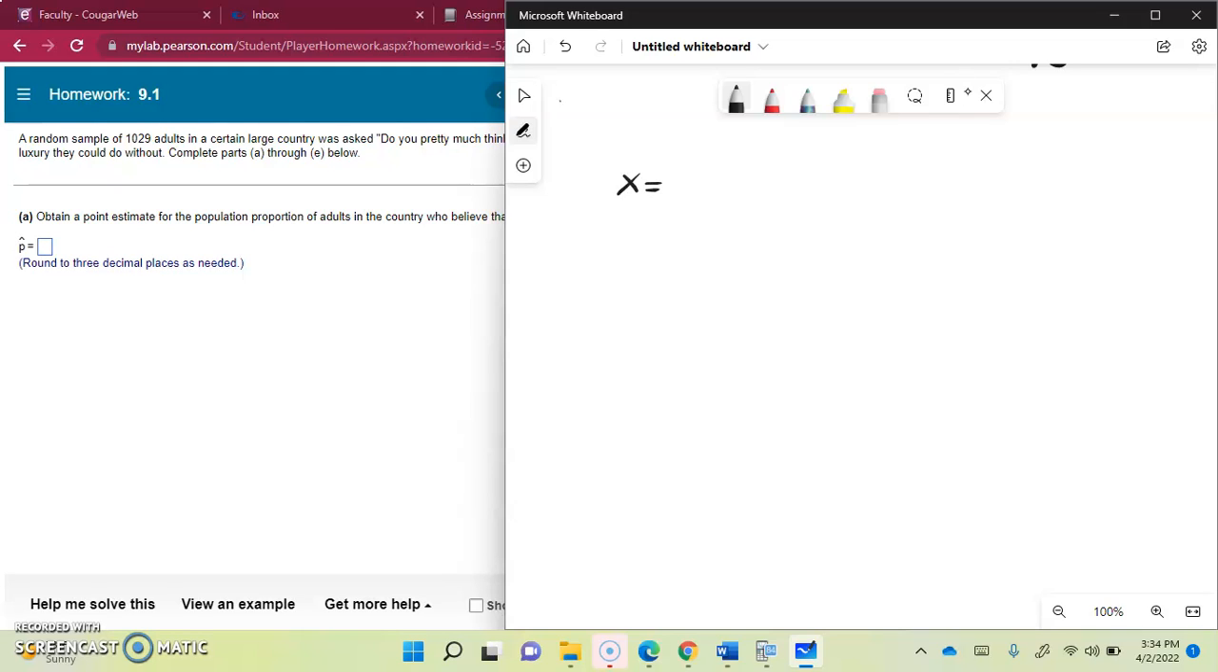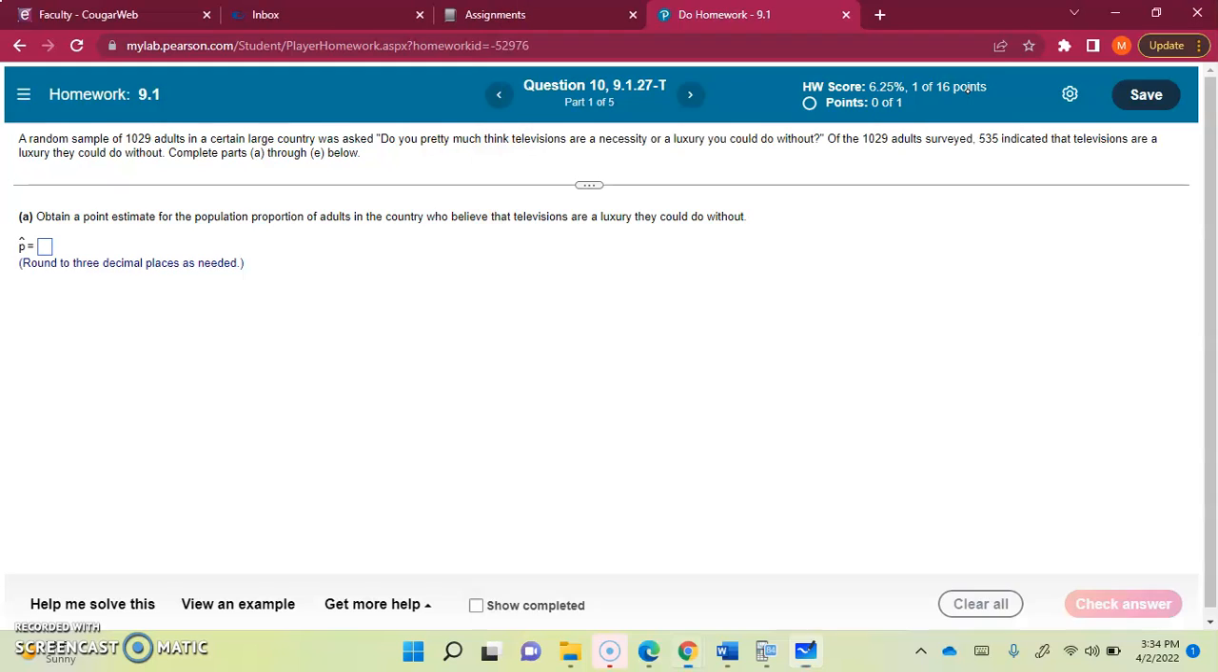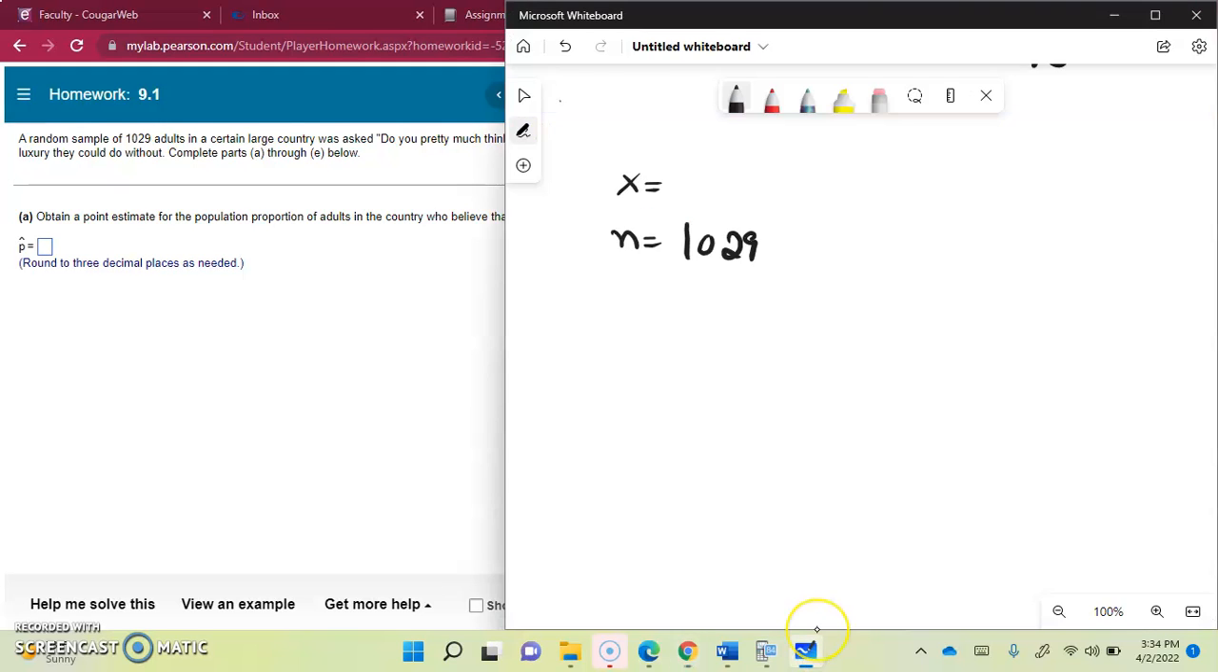X is given, N is the sample size, 1029, and X is 535, the number of people who said they can do without TV. Okay, so the first question is to find the point estimate.